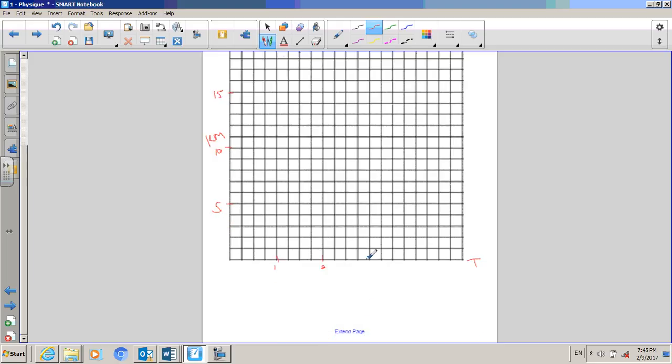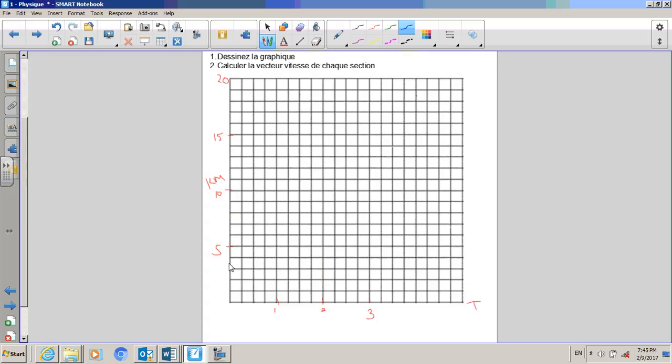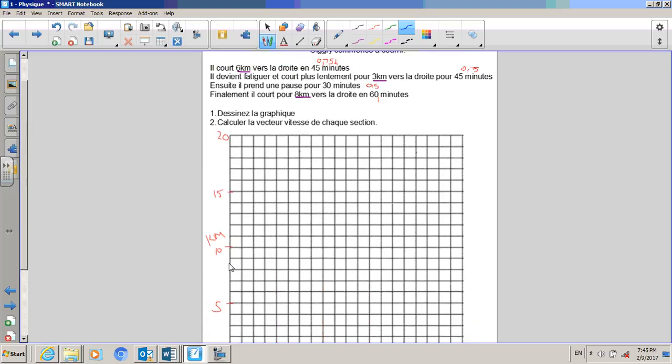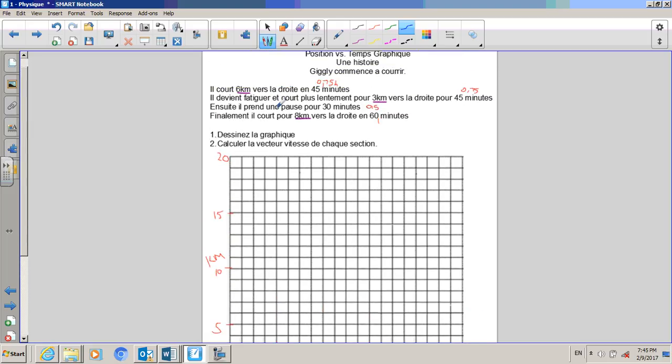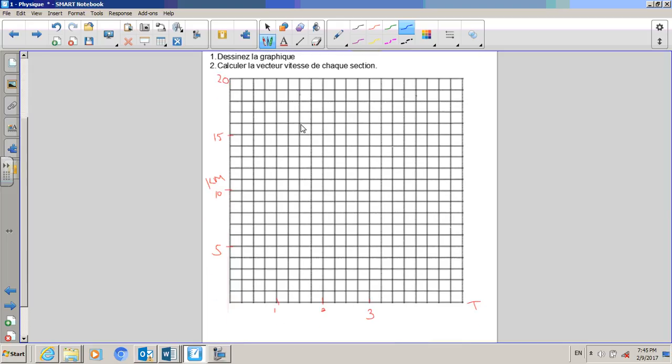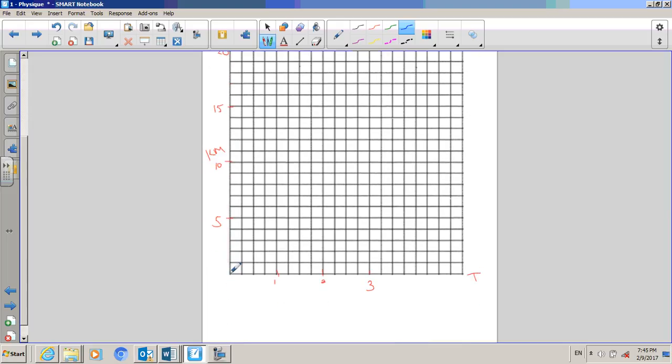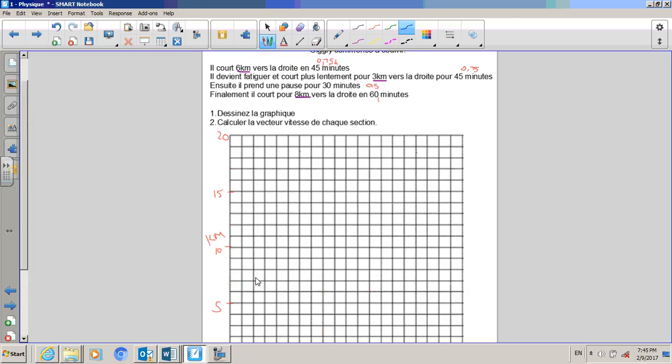Et 3 heures. Maintenant, nous sommes prêts à dessiner le graphique. Alors, commençons à 0. Il court 6 km vers la droite en 45 minutes. Il faut juste faire attention qu'il n'y a pas de négatifs, qu'on n'est pas dans le sud. Droite, c'est, pardon, pas sud, je suppose négatif. On va à droite, alors vers le positif. Droite, positif. Et droite, positif.